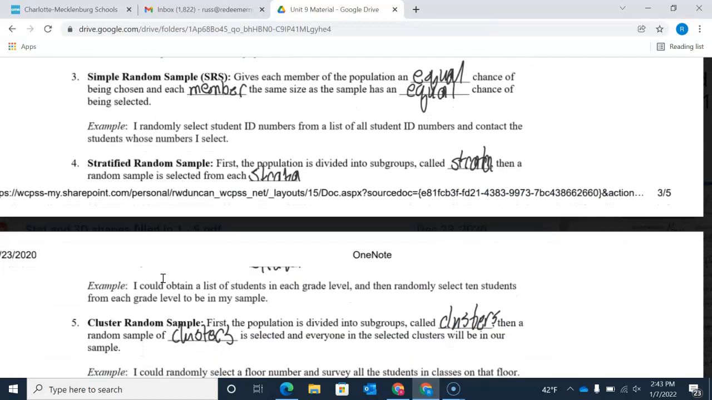And then you got a simple random sample. So you give each member of the population an equal chance of being chosen. That's names in a hat, or ID numbers as I have here, whatever. Something very simple. So simple random sample, you're just picking.